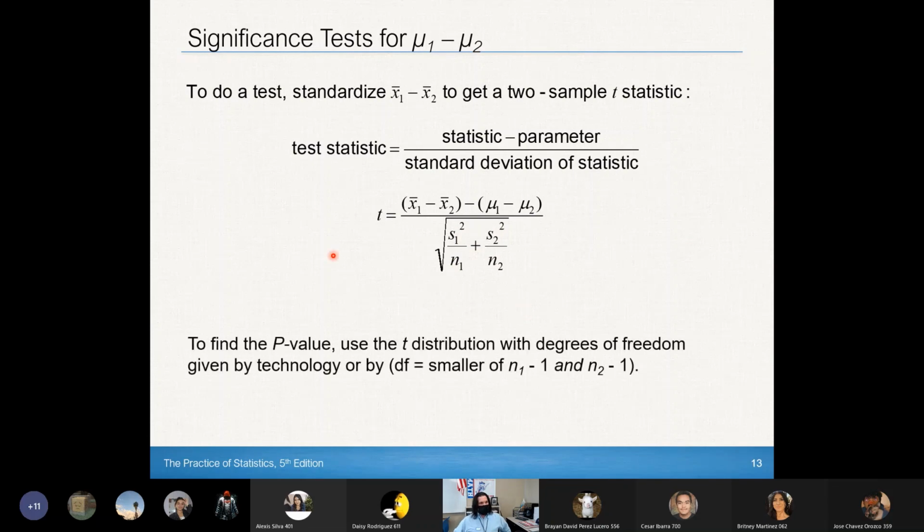To find the p-value, use the t-distribution, table B, with the degrees of freedom given by technology or by whichever one is smaller, n1 minus 1 or n2 minus 1.